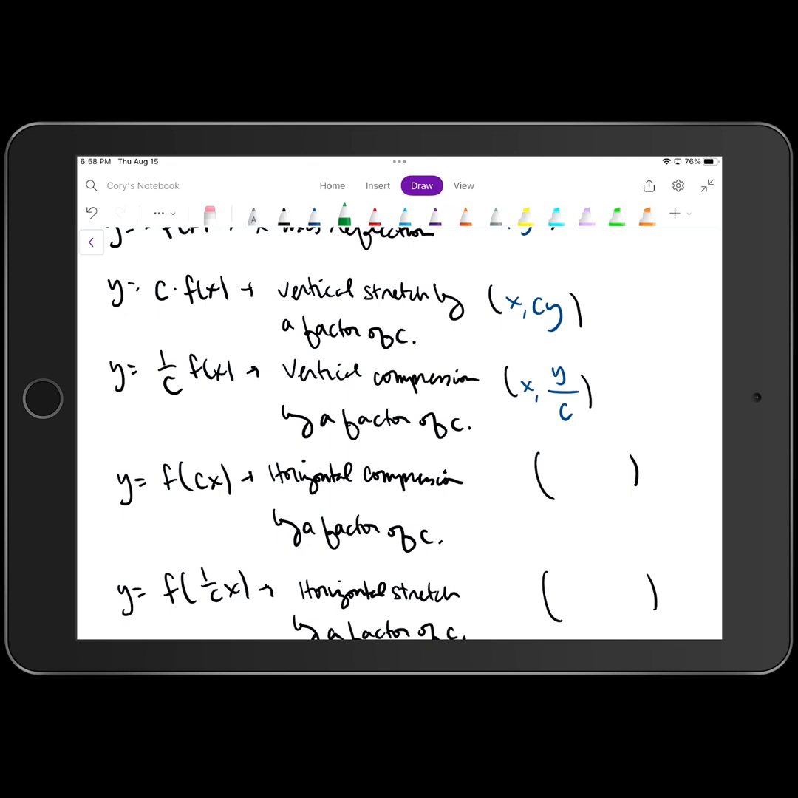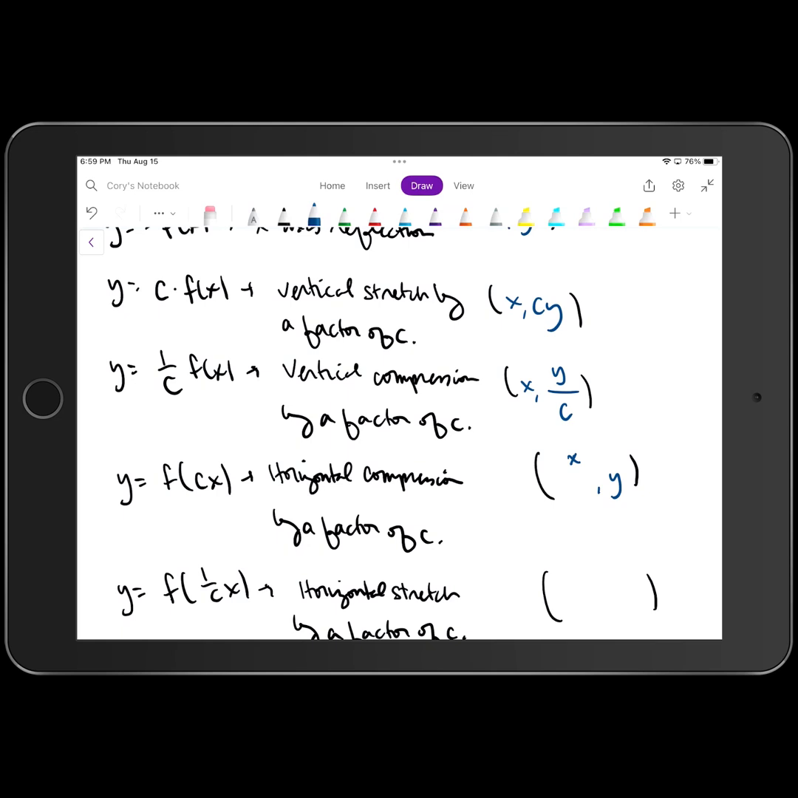Okay, I think the trickiest transformations are the last two, where if we have y is equal to f of c times x, that is going to result in a horizontal compression by a factor of c, which is going to affect the x coordinate of our point only. And what we do when we horizontally compress is we take the x coordinate of our point, and then we're going to multiply it by the reciprocal of the coefficient of x. So the coefficient of x is c.